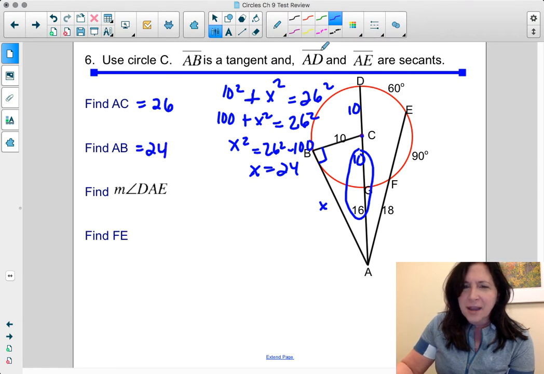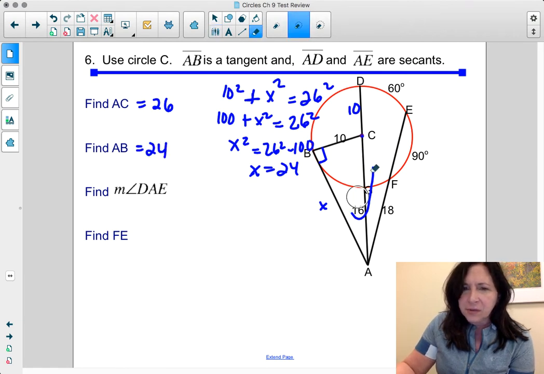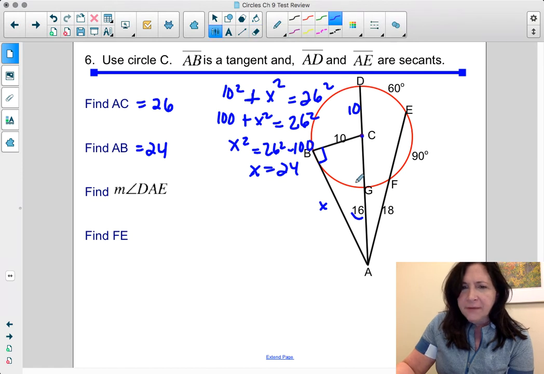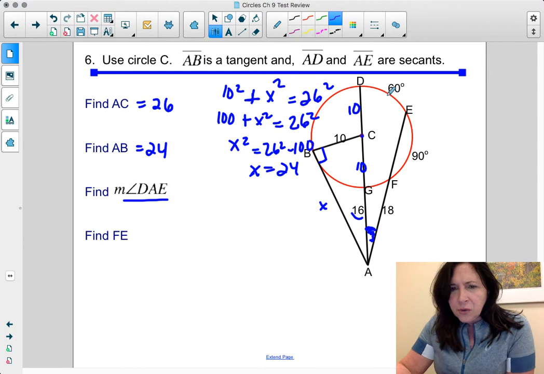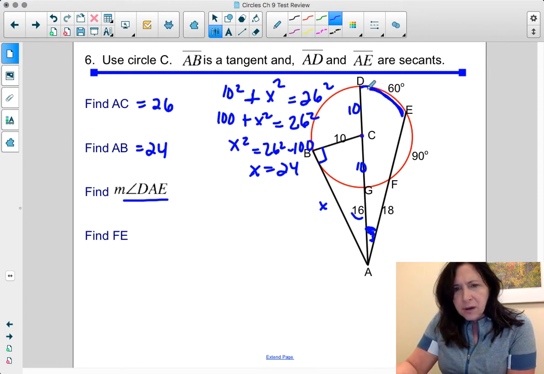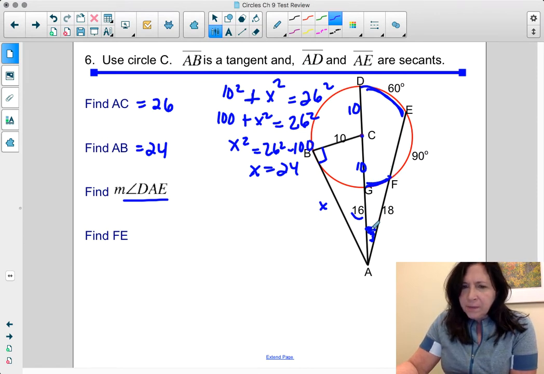Okay, so then we have, let me erase this little circle here. Then we have, this being 10, I want to find the measure of DAE. So I want to find this arc, right? This angle right here. So what I need to do from that is I need to go this arc here minus this arc here, divide that by 2, and I get this angle, okay?